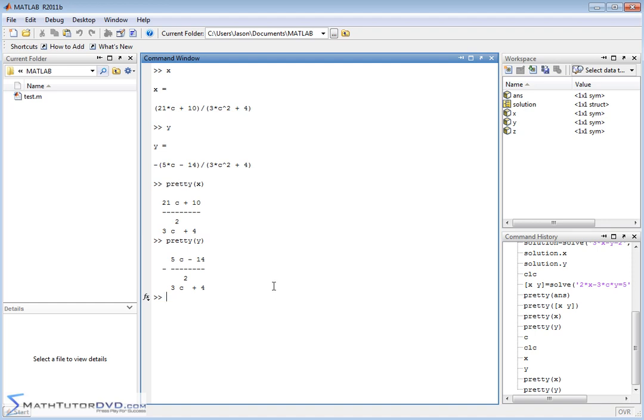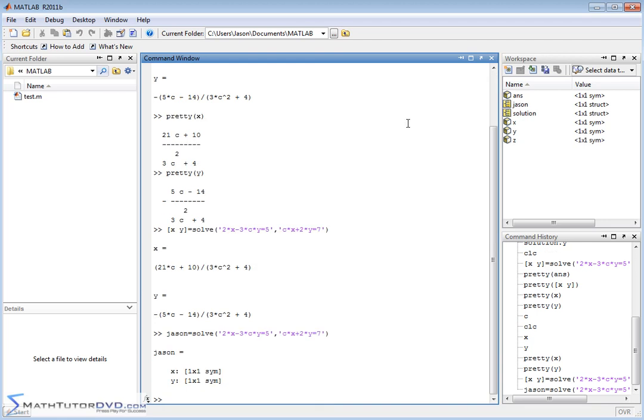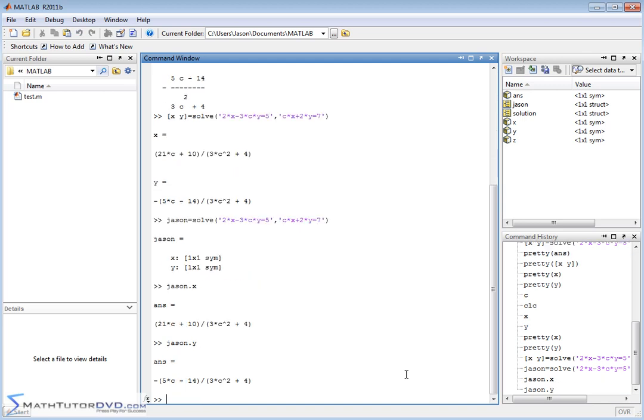Basically, you put the two equations in there in quotations, and you assign the answers to a matrix that contains x and y. Now, the way we just did that a second ago was just like this. If we do the same thing again, and we don't like doing that for whatever reason, we assign the answer to a single variable called Jason, then it's going to behave the same way. It's going to tell me the answer is Jason, but inside of there is an x and a y, which are both symbols. So to get at the answers, I can do jason.x and get the first answer, and jason.y and get the second answer.